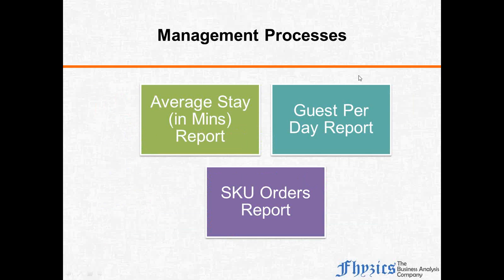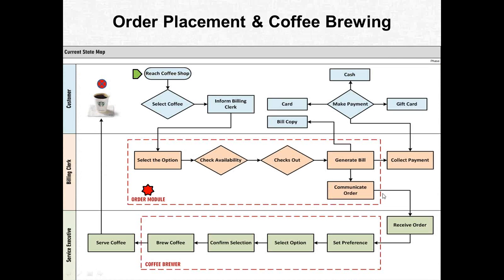The management processes could be how much time people stay in the coffee outlet, how many people come in a day, and how many orders people place in a day. So this could be the management process, and several others. Now the main point I want to discuss is the process map. So here you can see the process map.